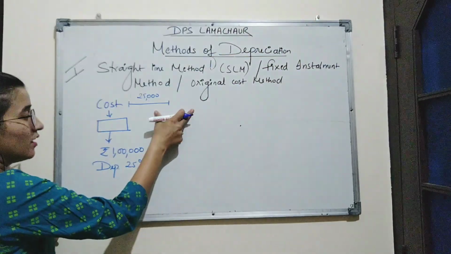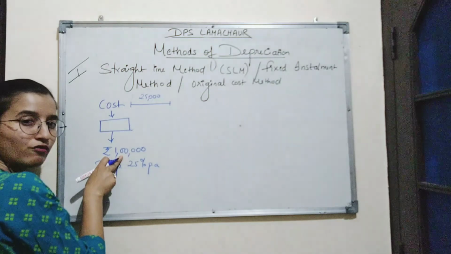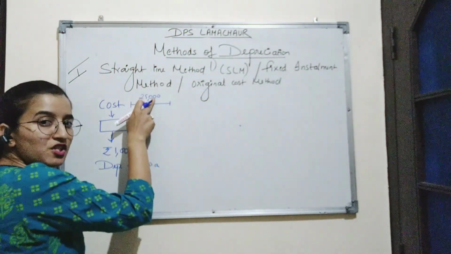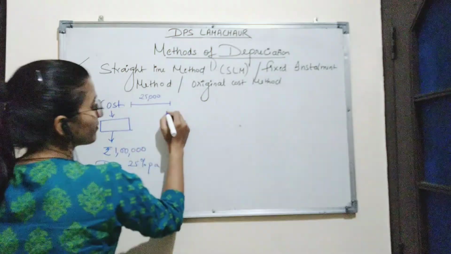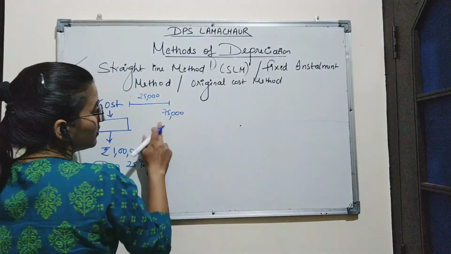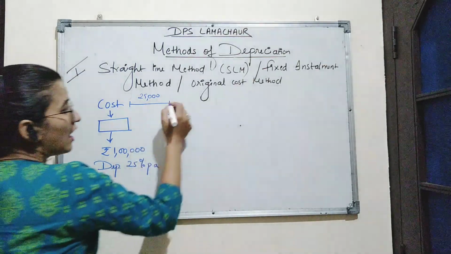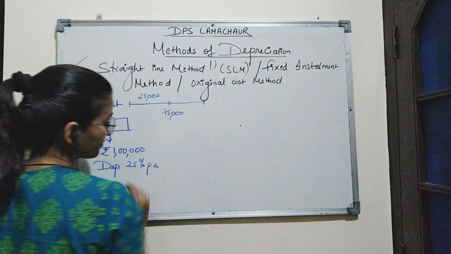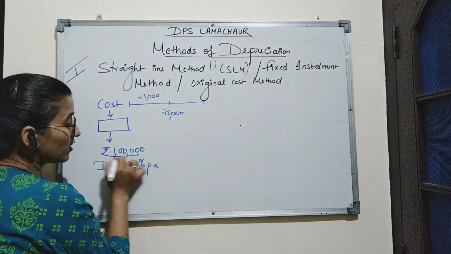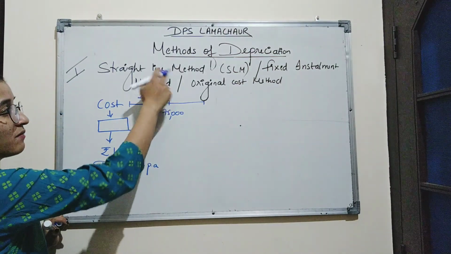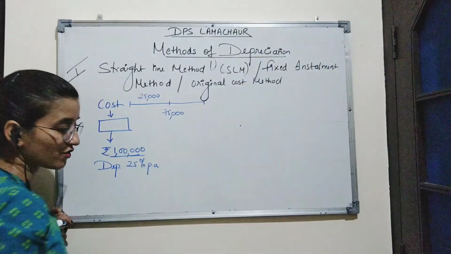Now, the value of asset after deducting depreciation amount will be: value of machinery is 1 lakh. Depreciation amount for the first year is 25,000. So 1 lakh minus 25,000 is 75,000. This is the value of asset remaining at the end of first year. Now, moving on to the second year, again we will calculate the depreciation on original cost, because this method is straight line method, which means depreciation will be calculated on original cost of asset.